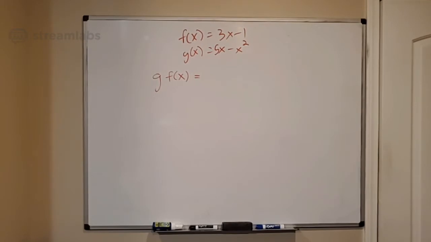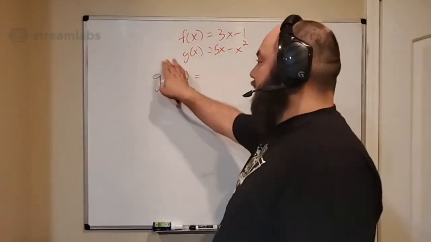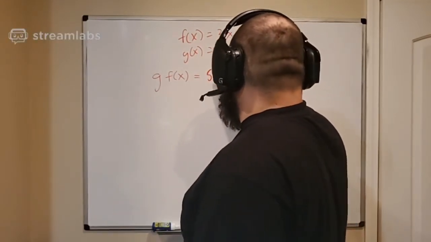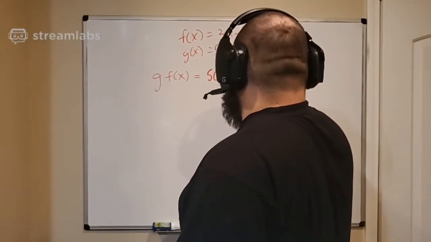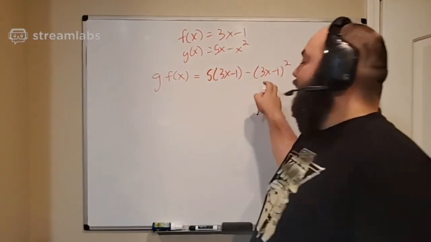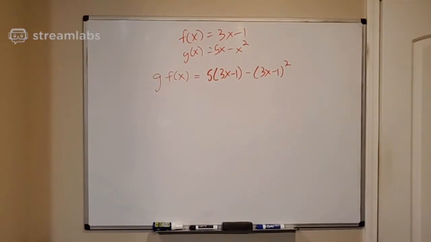So, is that where you plug the f of x function into the x of the g of x? Correct. Remember, with composite functions, you plug the inside one into the outside one. So I'm going to plug f of x into g of x. So 5 times (3x minus 1) minus (3x minus 1) squared. I highly, highly, highly suggest you always do this in parentheses, whether it's easy, difficult, or not. Always plug it in parentheses so you know what to do next.